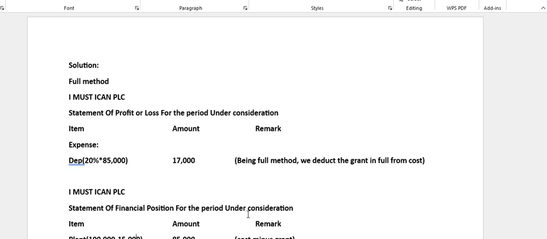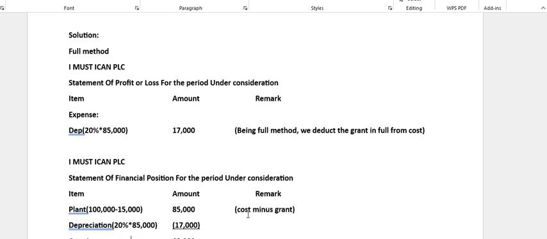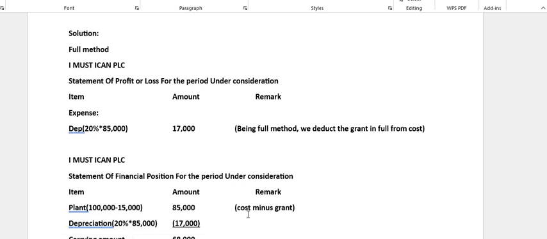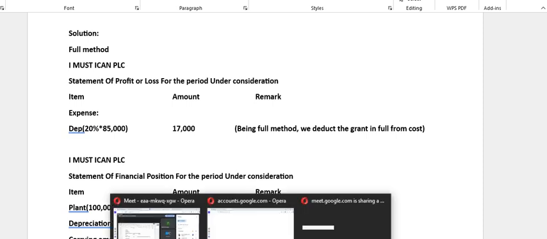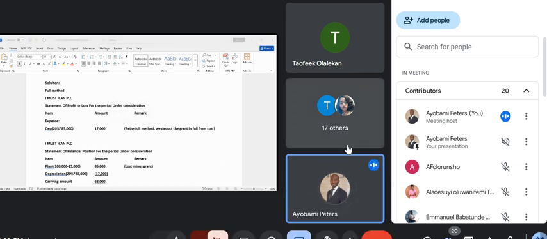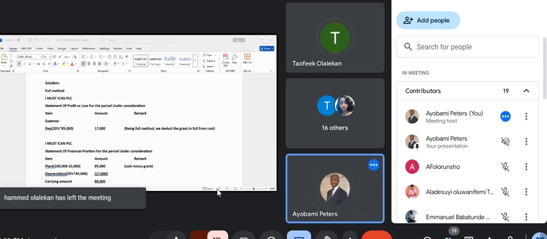So this is under the full method. I Must Pass ICANN statement of profit or loss for the period under consideration. They didn't give us here, that's why I put for the period under consideration. Item, amount, remark. Under item we have expenses. Under expenses we have depreciation: 20% of 85,000, and that is 17,000.